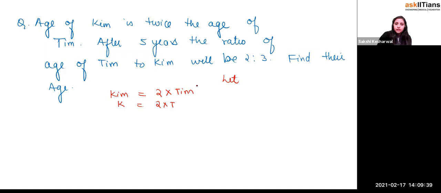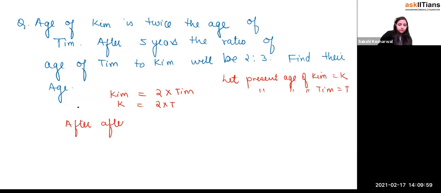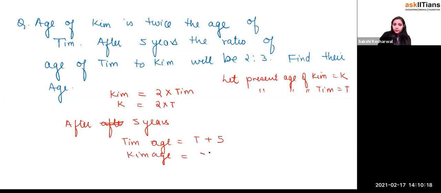So let the present age of Kim be K, right? And the present age of Tim is equal to T, right? Now it says that after 5 years, Tim's age will be present age plus 5, T plus 5, right? And Kim's age will be K plus 5, yes or no? Now K is equal to 2T, or not? So it is 2T plus 5, right or not?